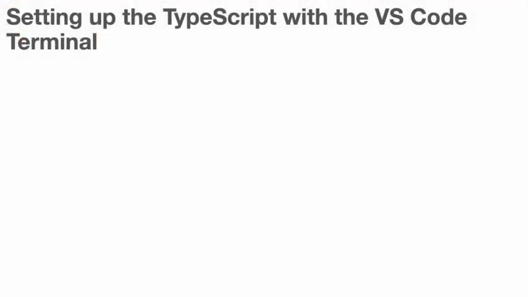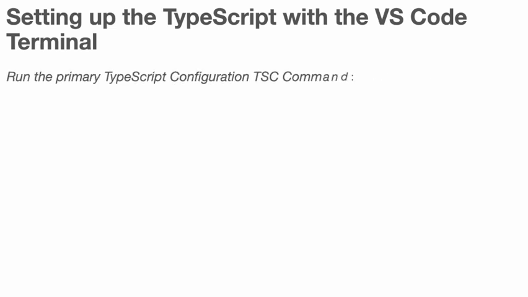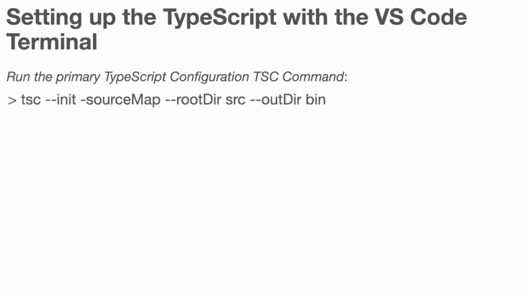Next, we'll set up our project with the necessary TypeScript configurations. This includes letting TypeScript know where our source files are located and where to place the compiled JavaScript code. We'll set up the TypeScript configuration by running the tsc command and passing the rootDir and outDir flags, which are the flags used to set the source and output directories.